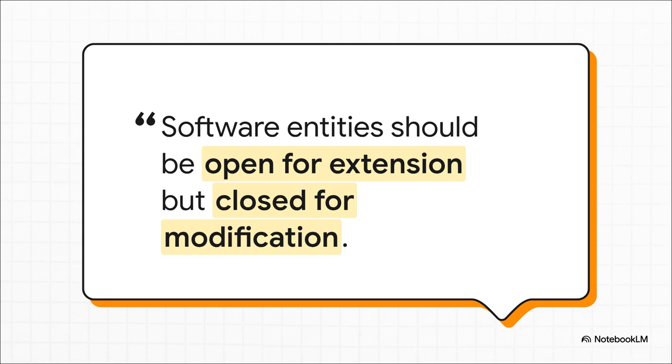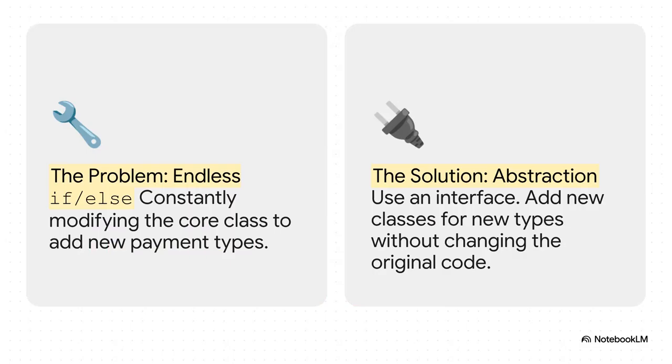Now, I know that sounds like a total contradiction, but it's actually made possible through the magic of abstraction. Okay, on the left, this is a classic code smell. A giant endless chain of if-else statements. Every time you want to add a new payment type, say Bitcoin, you have to crack open this core class and add more logic. That's risky.